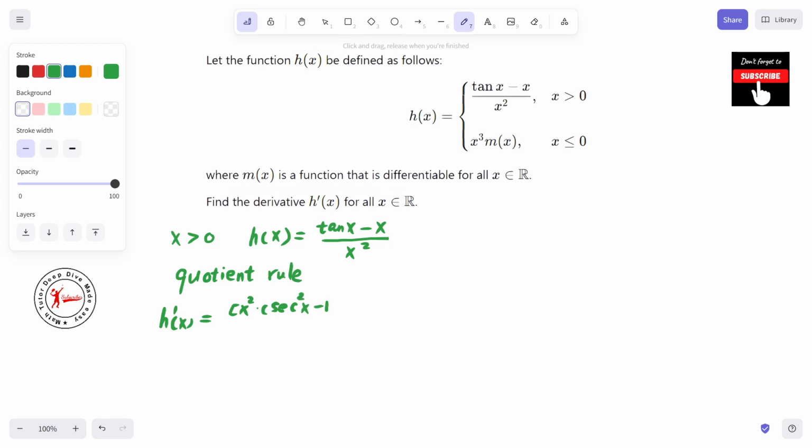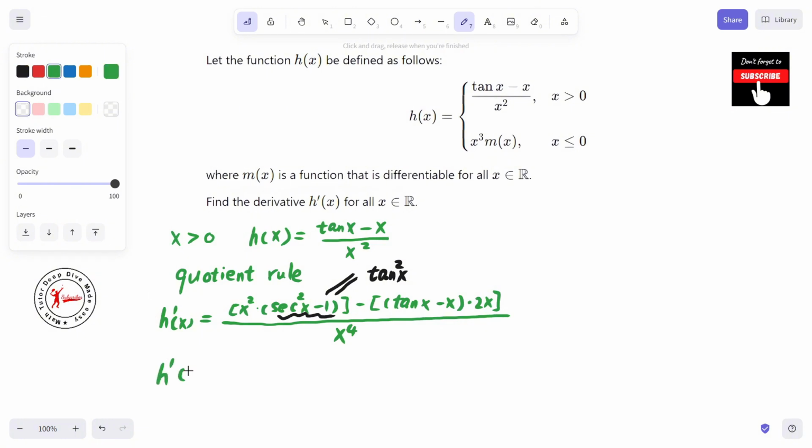Here's what the rule says in words. We take the square of the denominator, which is x to the fourth power. In the numerator, we multiply the denominator, which is x squared, by the derivative of the numerator, which is the derivative of tangent of x minus x. That derivative is secant squared of x minus 1. Then we subtract the numerator, which is tangent of x minus x, times the derivative of the denominator, which is 2 times x.